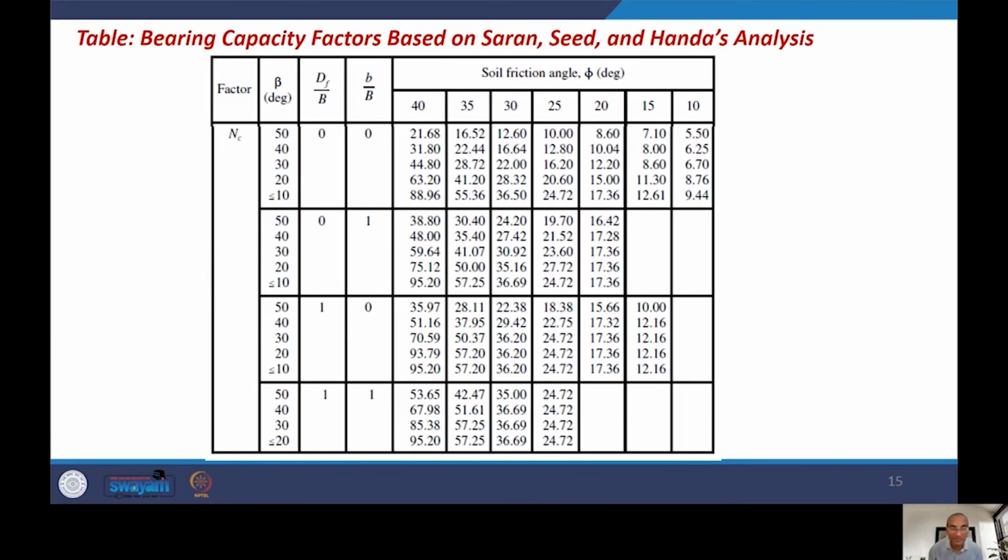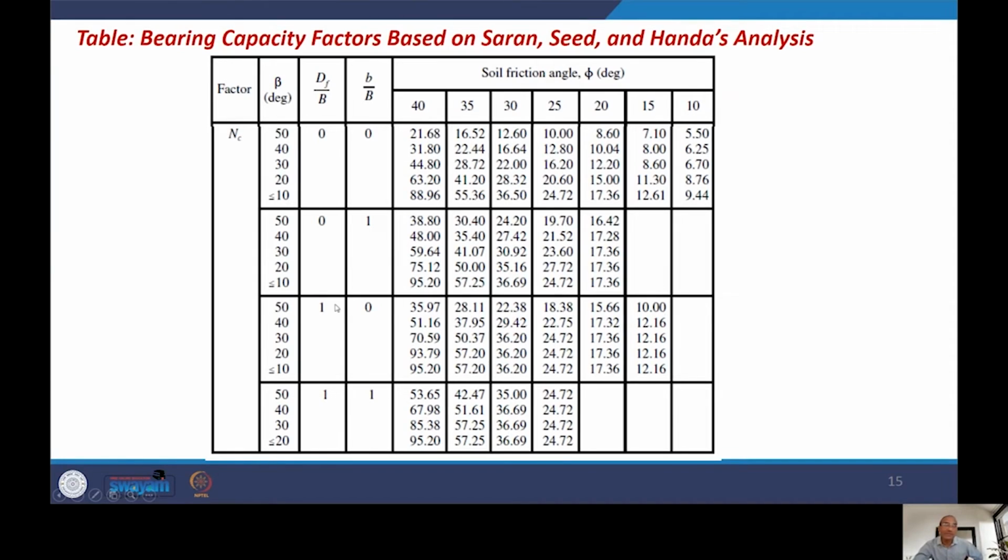So here, the first table is telling you these bearing capacity factors, based on Saran, Sood, and Handa's analysis of 1988. In this table, only factor NC has been given, for different values of beta ranging from 10 degrees, 20, 30, 40, 50 degrees, and Df by B equal to 0 and then 1.